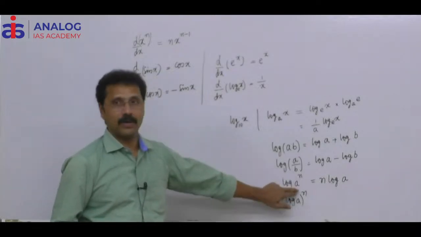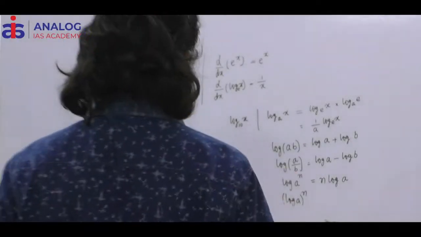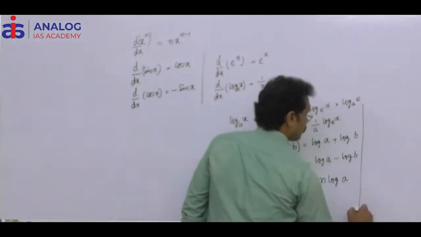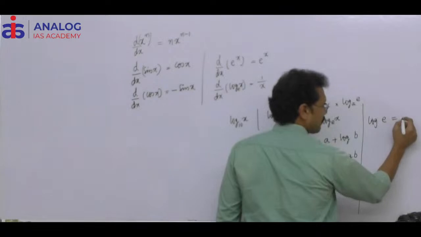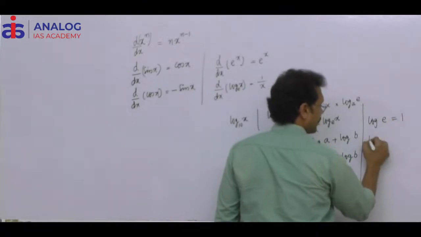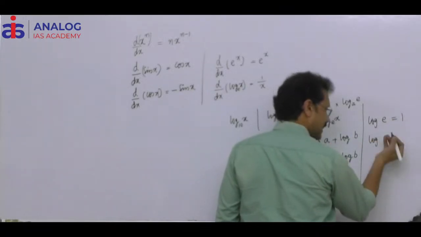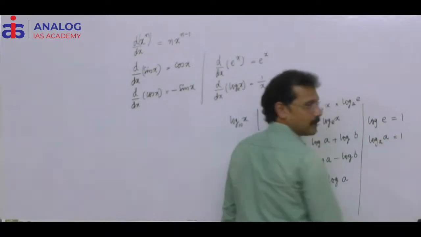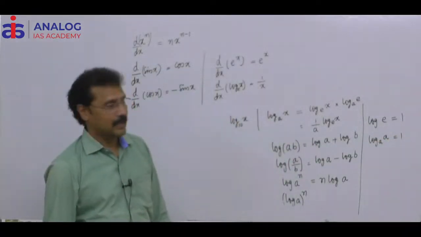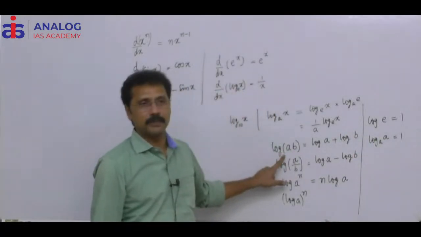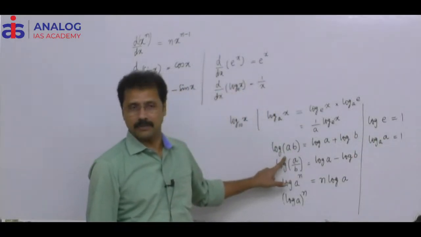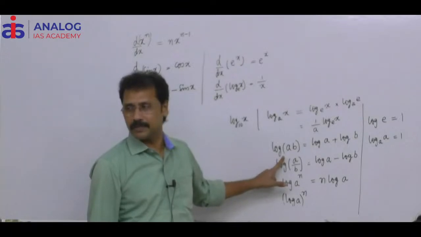Log A power n. Okay? Anyway, so log E is always equal to 1. In fact, log A to the same base is always equal to 1 for that matter. So if nothing is mentioned in logarithms, it means that it is always a natural logarithm. If nothing is mentioned, it is always a natural logarithm.